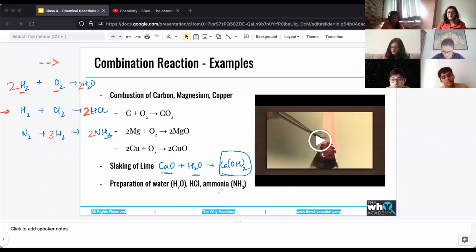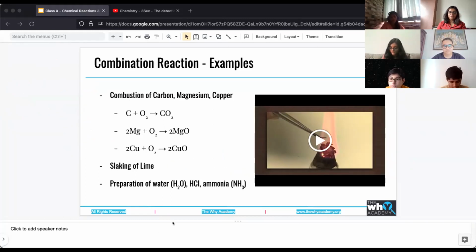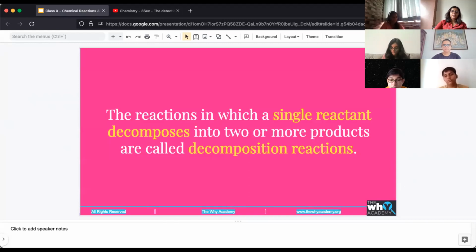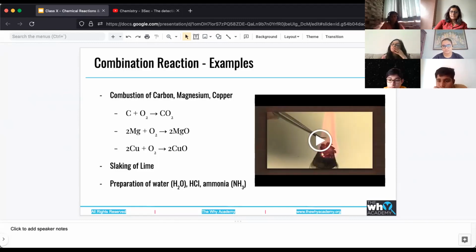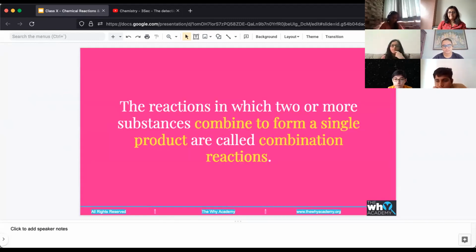Okay. So once everybody's finished noting down, I'll go. If someone's still writing, let me know. Otherwise, I'll go to the next part. Ma'am, can you show the definition of the difference? So reactions in which two or more substances combine to form a single product. This is the main point. So combine is happening, combination.